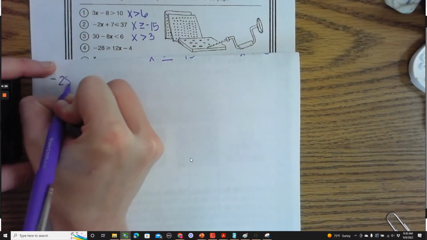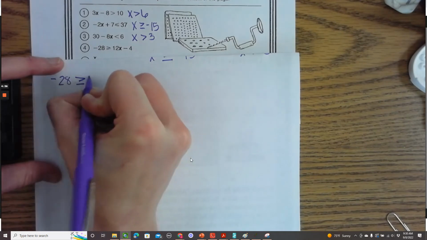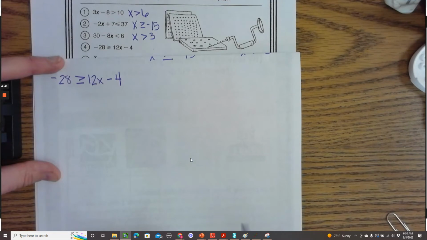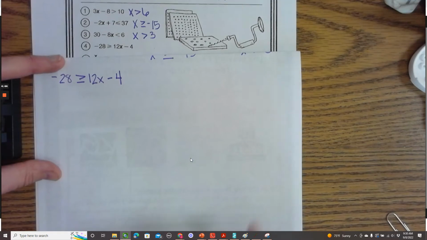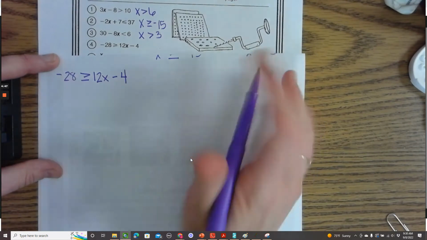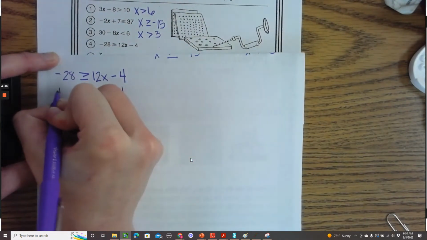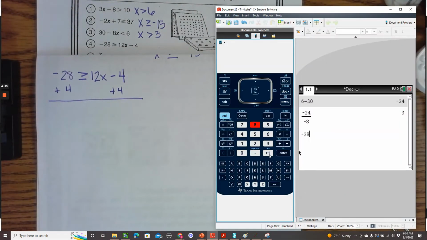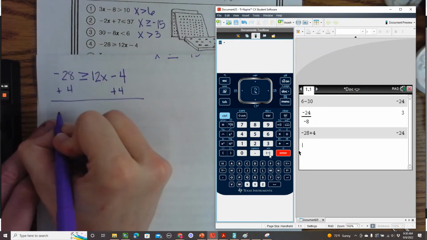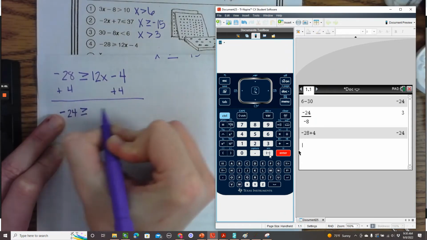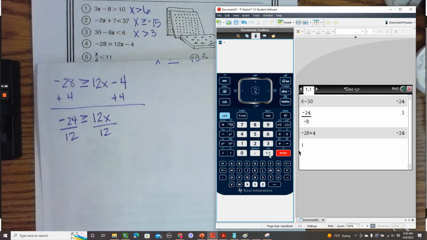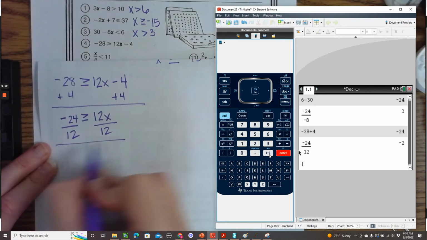All right, negative 28 greater than or equal to 12x minus 4. Okay? What's my first step? Okay. So negative 28 plus 4 is negative 24. Sign stays, 12x. All right, what's the last step? So divide by 12.